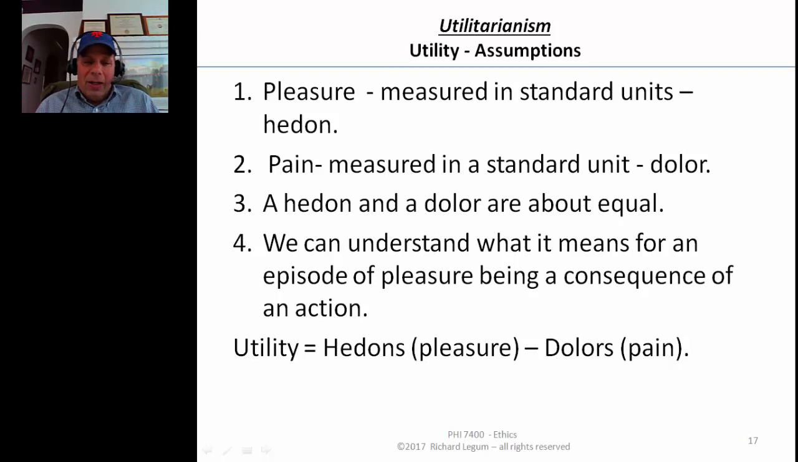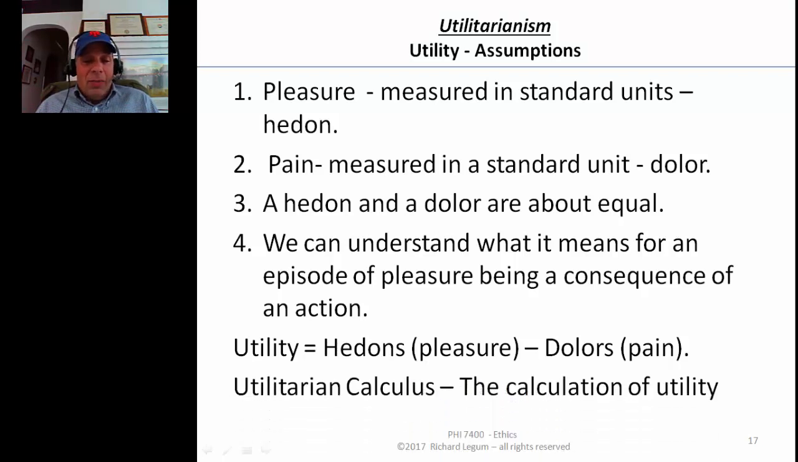Now we get into a little mathematics. The idea is the way we would calculate in principle. That is, we can't really do this. We don't plug things into people's brains. But utility is going to be all of the hedons that result as a consequence of an action minus all of the dolors. And in fact, this is something that is commonly referred to as the utilitarian calculus. Now, don't get nervous about calculus. It has nothing to do with calculus in mathematics, but it's the calculation of utility. So utility is going to be a measure of the consequences, pleasure consequences minus pain consequences in these standard units.